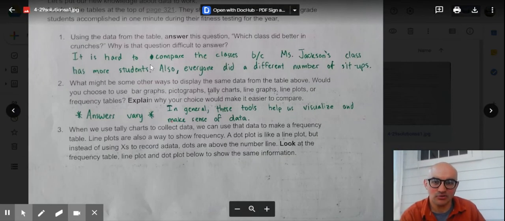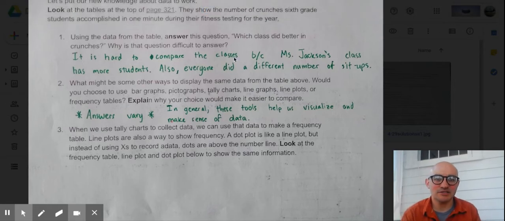So let me take you back. Let me show you what I wrote here. It's hard to compare these classes because Mrs. Jackson's class has more students and everyone did a different number of sit-ups. So just looking at the table alone without doing any calculations or computations, it's not really clear who did better, who did worse. If they're equal, it's just hard to say. There's no way to really know that without doing a little bit more math investigation.